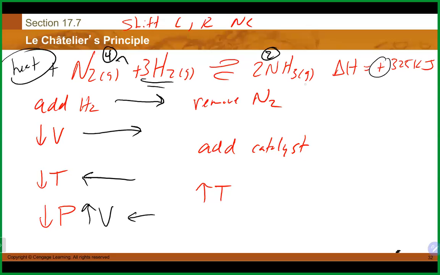Lastly, again here, removing N2. N2 is a reactant. So to remove our reactant, we're putting a hole on that side. So we have to go fill it. So we're going to put an arrow heading in that direction. We're going to add a catalyst, which will just get us there quicker, but no change will occur. And lastly here, if we increase the temperature, that in this case would be like increasing our reactants, which should kick off that forward direction.